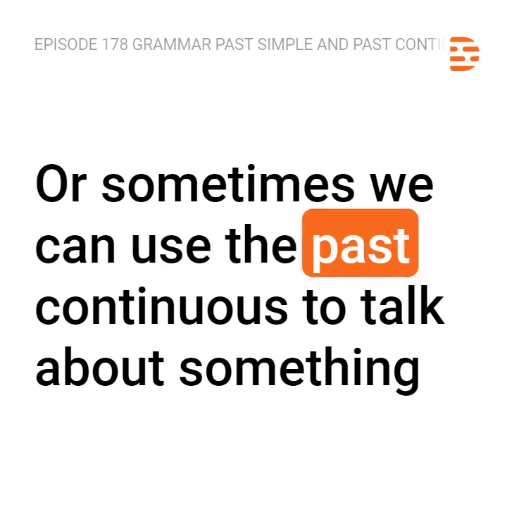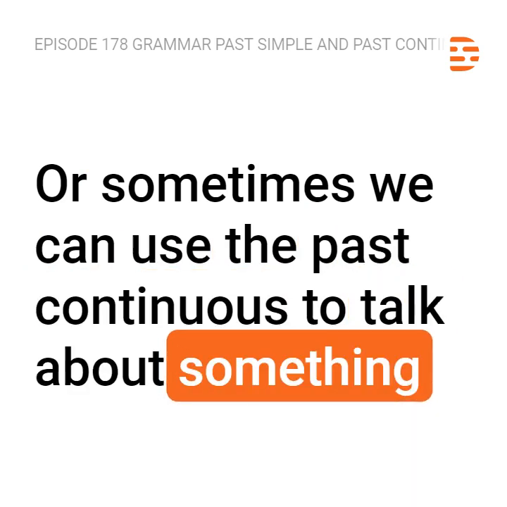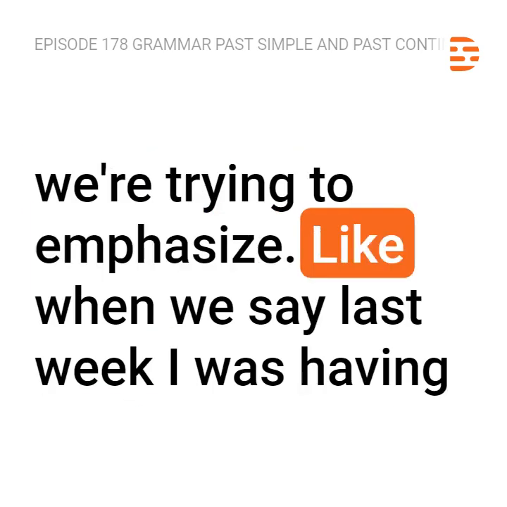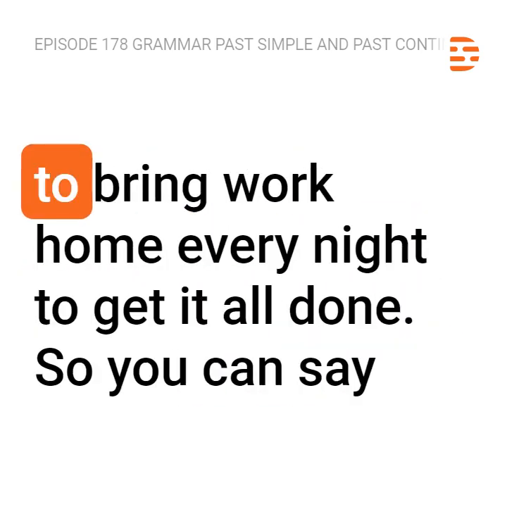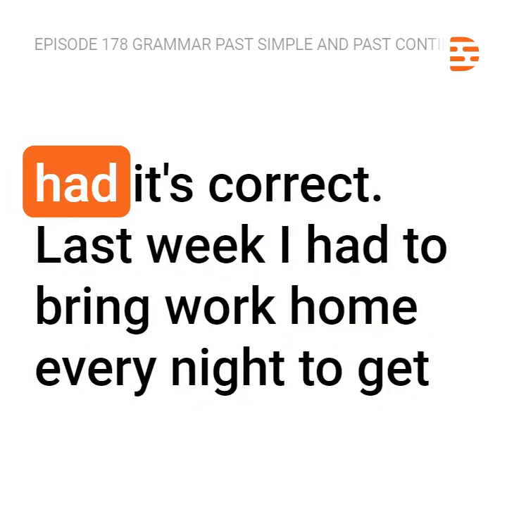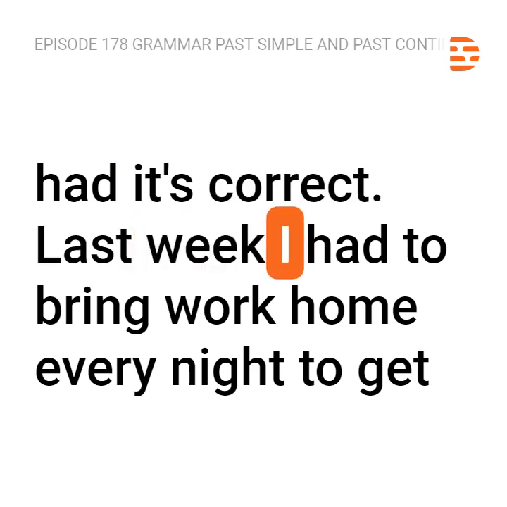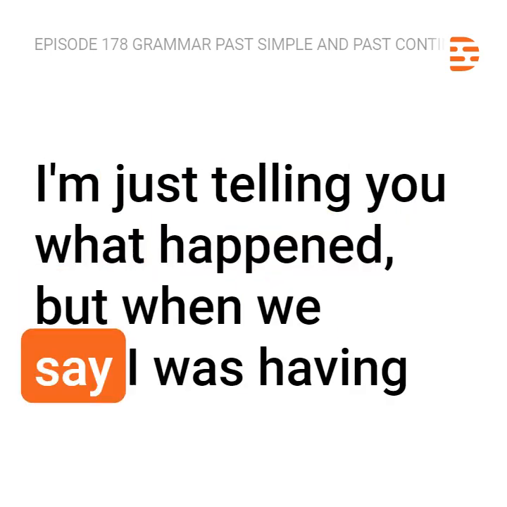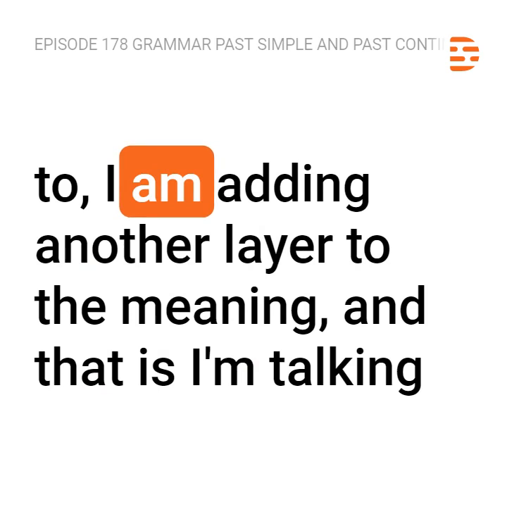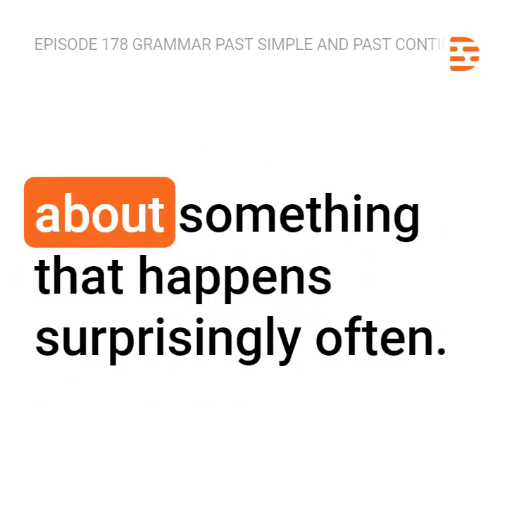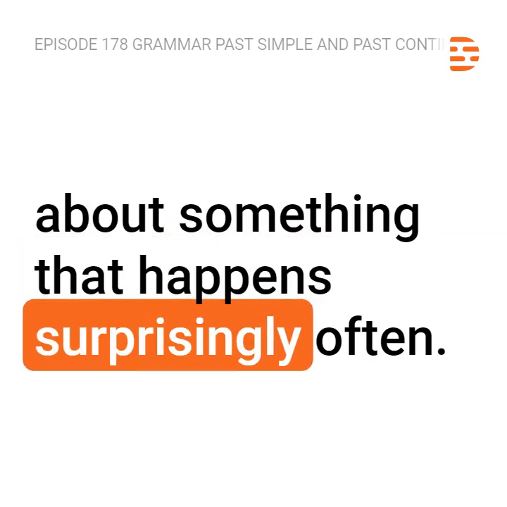Or sometimes we can use the past continuous to talk about something that happened surprisingly often. That is also something we're trying to emphasize. Like when we say, last week I was having to bring work home every night to get it all done. So you can say had. It's correct. Last week I had to bring work home every night to get it all done. But there's no more meaning to it. I'm just telling you what happened. But when we say I was having to, I am adding another layer to the meaning, and that is I'm talking about something that happens surprisingly often.